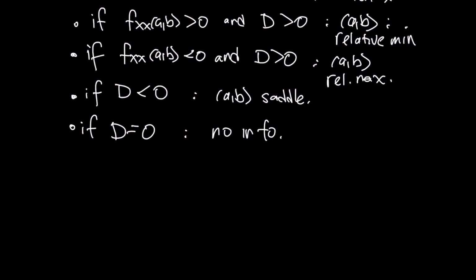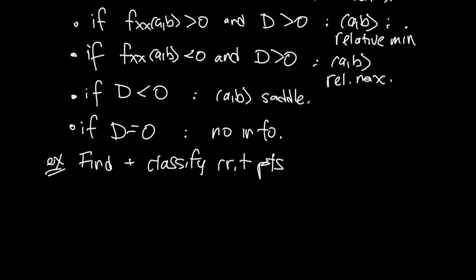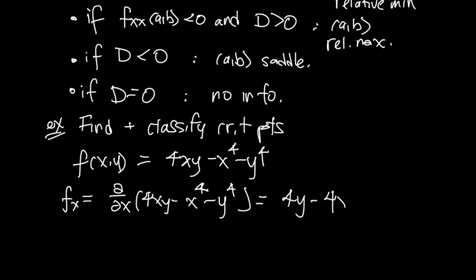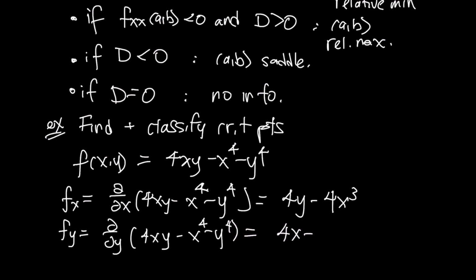So let's take a look finally at an example of this. Let's find and classify the critical points of this function. f of x and y is equal to 4xy minus x to the 4 minus y to the 4. What we're going to need to do is find its partial derivatives. The x partial derivative of this expression ends up giving me 4y minus 4x cubed. The y partial derivative is a similar idea. I'm going to get 4x minus 4y cubed.